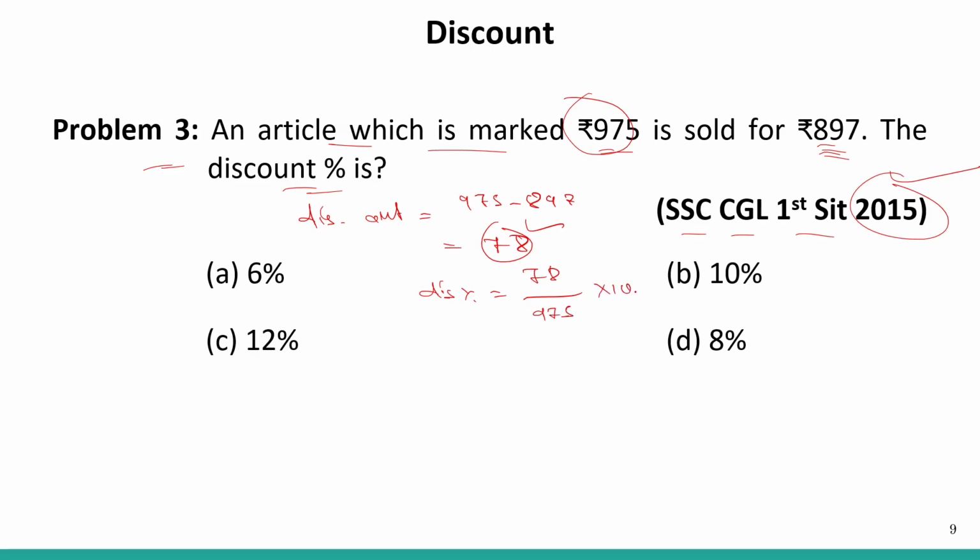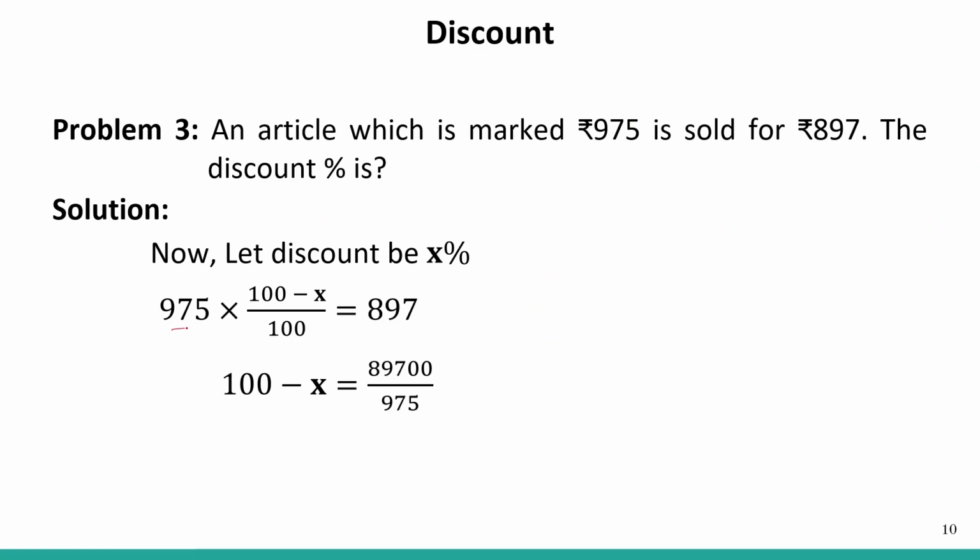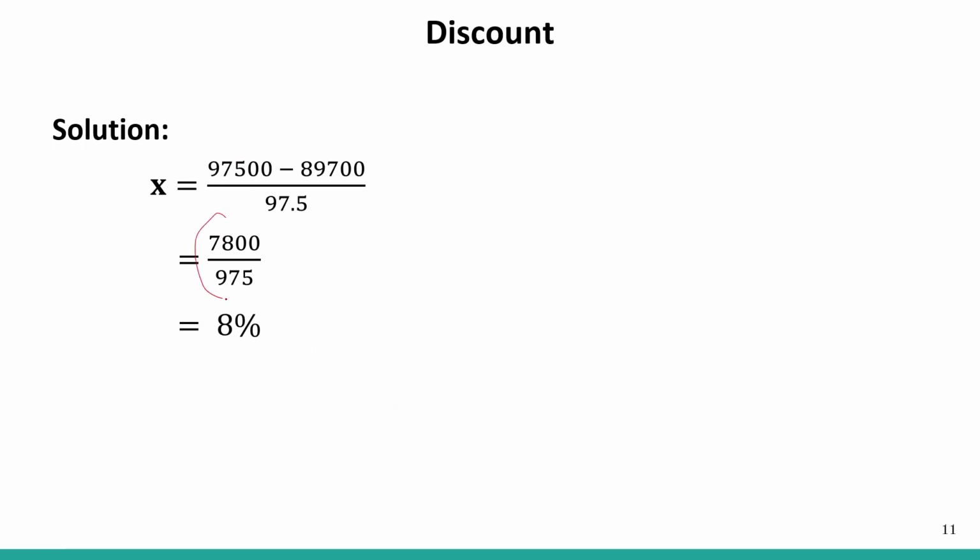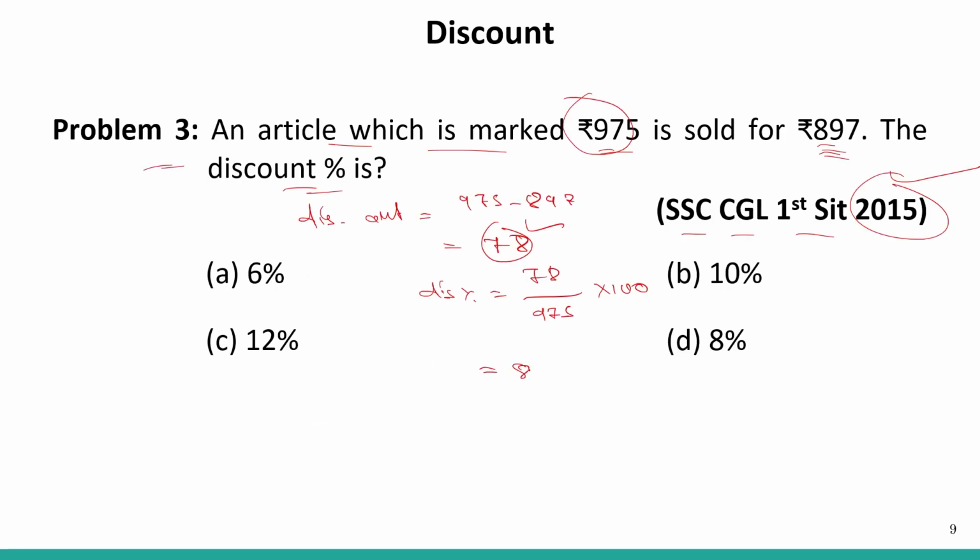975 into 100, right? So this will be how much? So let's see. 975 into (100 minus x) by 100 is equal to 897. So this implies that 100 minus x is equal to 89700 by 975. So this will be 7800 by 975, that is equal to nothing but 8%. So 8% will be the correct answer.